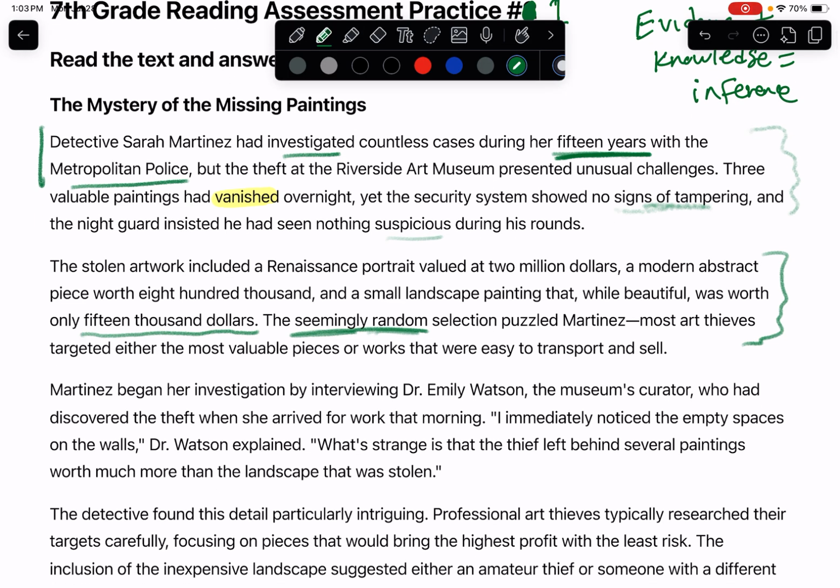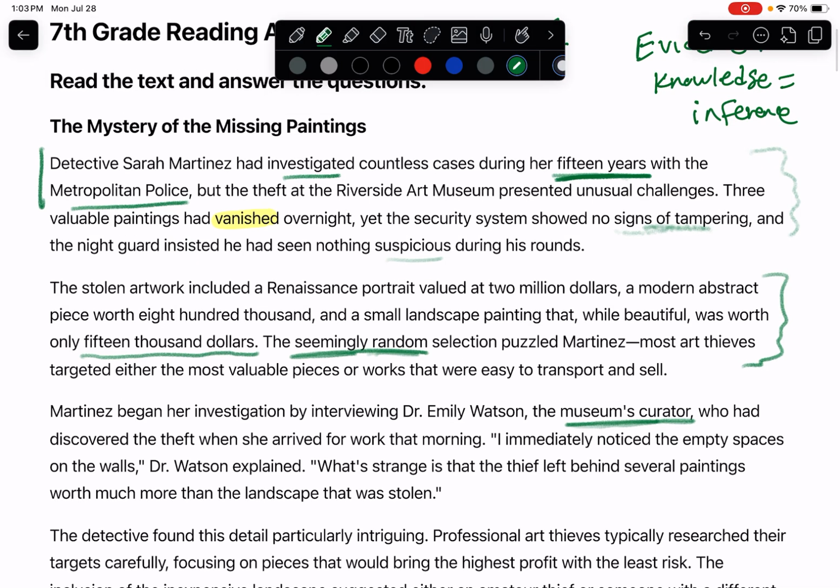Martinez began her investigation by interviewing Dr. Emily Watson, the museum's curator. The curator is the person that's in charge of the museum, really, who had discovered the theft when she arrived for work that morning. Interesting. "I immediately noticed the empty spaces on the walls," Dr. Watson explained. So I want you guys to think about who these people are.